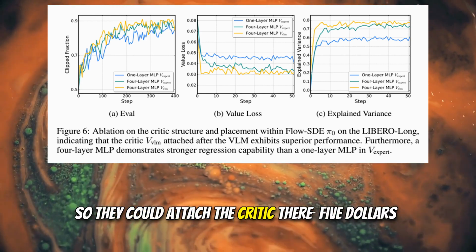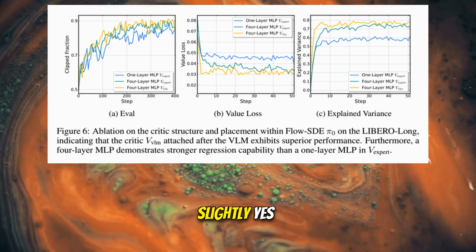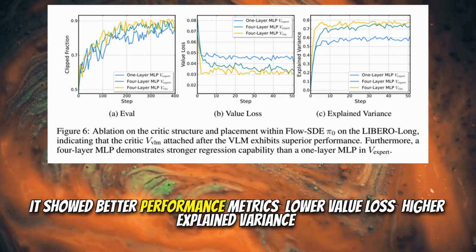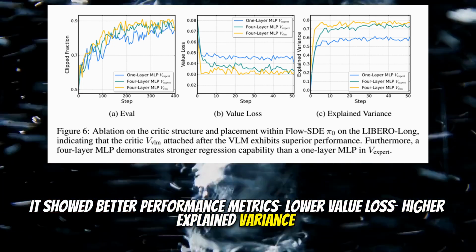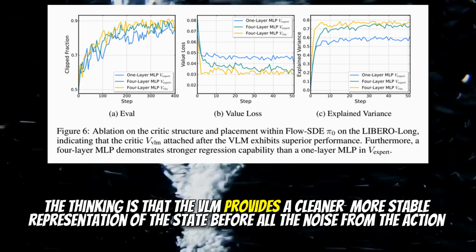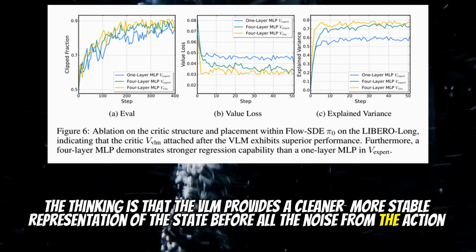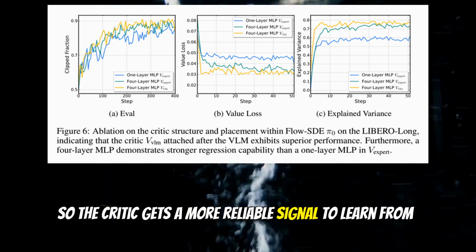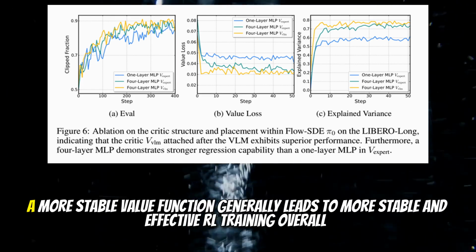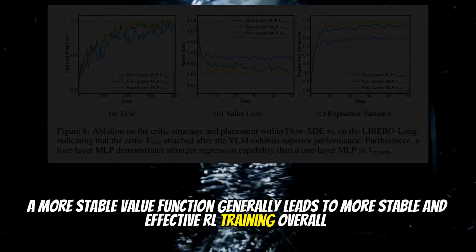So they could attach the critic there. And that earlier attachment point worked better. Slightly, yes. It showed better performance metrics, lower value loss, higher explained variance. The thinking is that the VLM provides a cleaner, more stable representation of the state before all the noise from the action denoising process gets introduced. So the critic gets a more reliable signal to learn from. Exactly. A more stable value function generally leads to more stable and effective RL training overall.